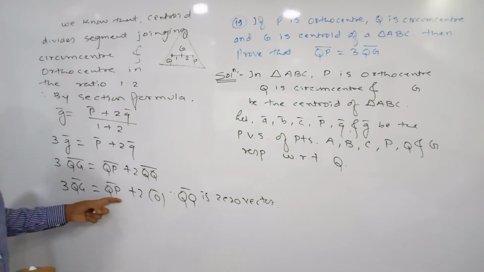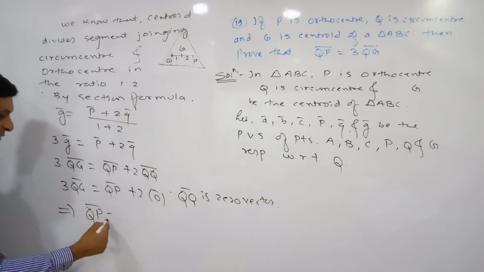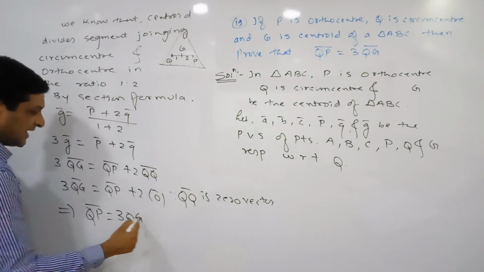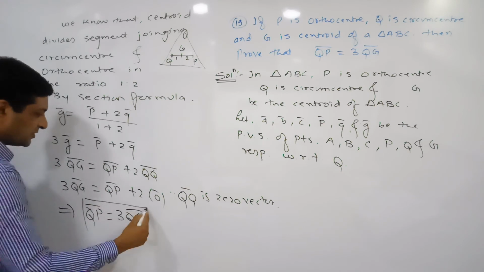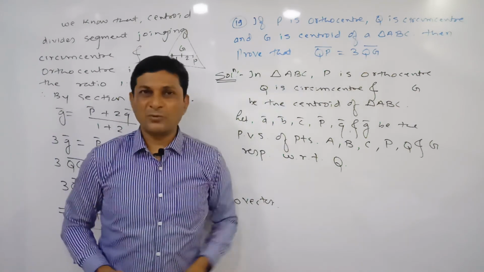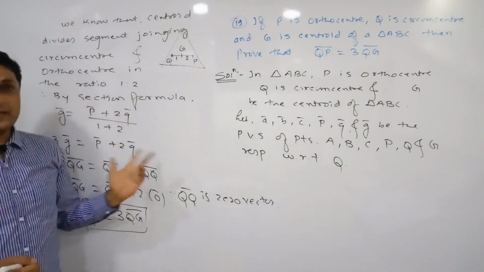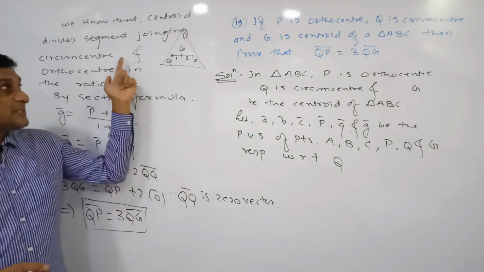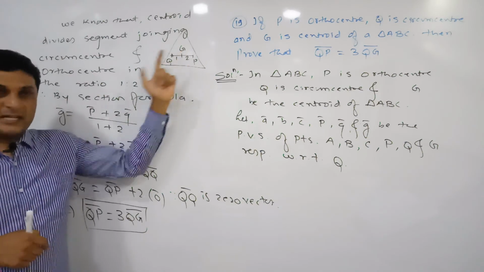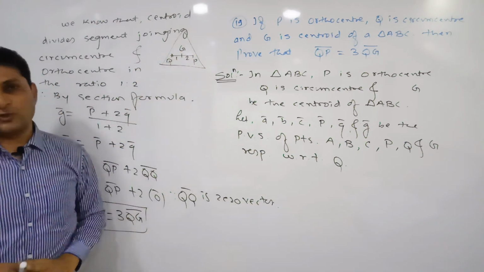So on this side the remaining term is QP bar. So this implies that QP bar is equal to 3 QG bar, and this is the result which we had to prove. In this way we have got our required result, that QP bar is equal to 3 times QG bar. So remember that in examples 18 and 19 you have to remember this condition, that the centroid of a triangle divides the segment joining circumcenter and orthocenter in the ratio 1:2.